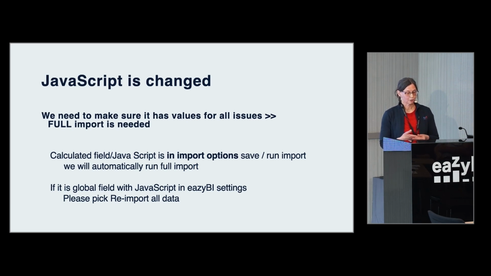And if the JavaScript is in import options as calculated fields within import, then any change in those import options will automatically run a full import. You do not need to force it additionally. It will be picked up. But if the field is a global field in eazyBI advanced settings, then we will not force it. It will run an incremental import. Then you need to explicitly pick reimport to get the full import.